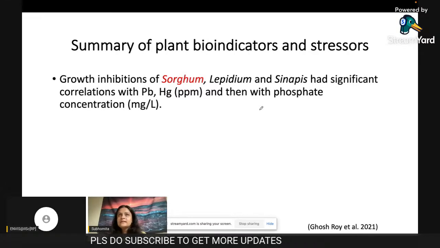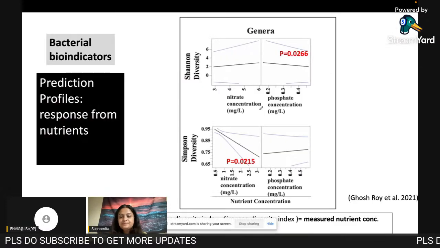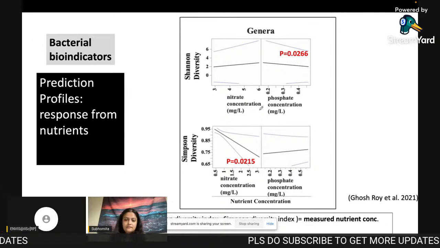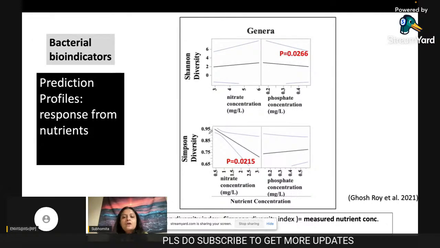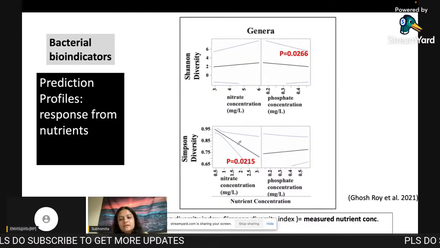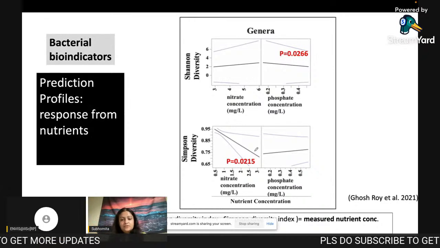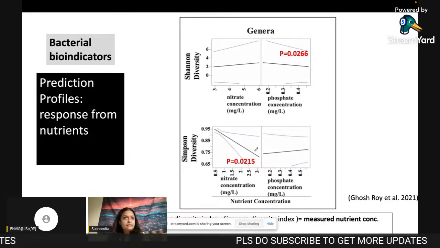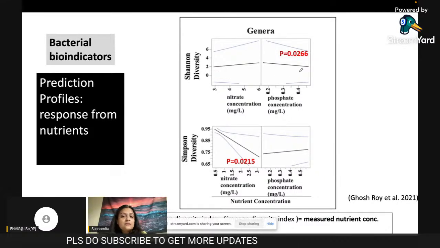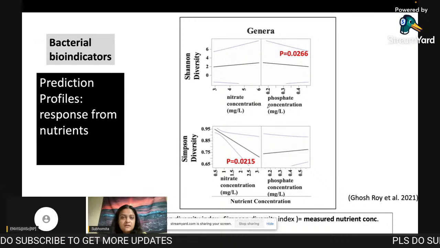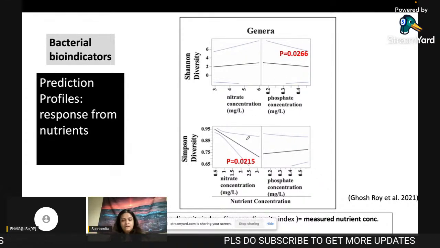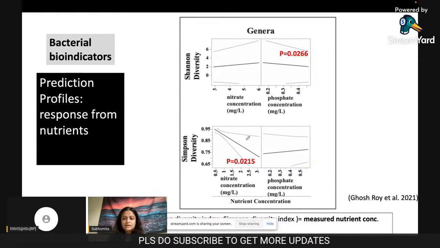Then we wanted to know what is happening in the bacterial indicators. First we plotted the two diversities against the nutrient concentration. For example, with increasing nitrate concentration, we see a drop in Simpson diversity. So too much nitrate is not really favoring the diversity. With phosphate concentration, we also see something similar, and these two results were statistically significant. Therefore, too much of these nutrients is not favoring the diversity.